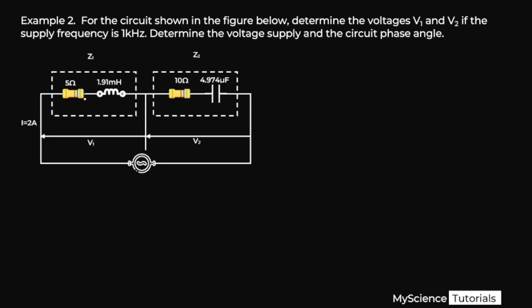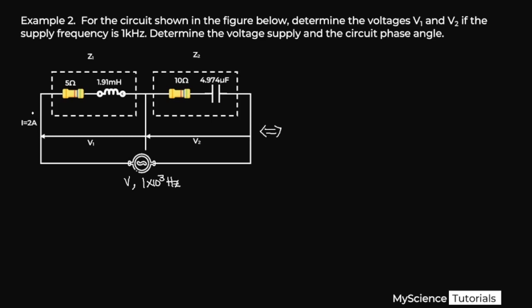So let's go ahead and look at what we have. We have a circuit that has impedance 1 and impedance 2, so Z1 and Z2. Impedance 1 has a 5 ohm resistor and then a 1.91 millihenry inductor. Impedance 2 has a 10 ohm resistor and then a 4.974 microfarad capacitor. We're told that the total voltage we don't know, but the frequency is 1000 hertz over here. We also have a current which is 2 amperes.